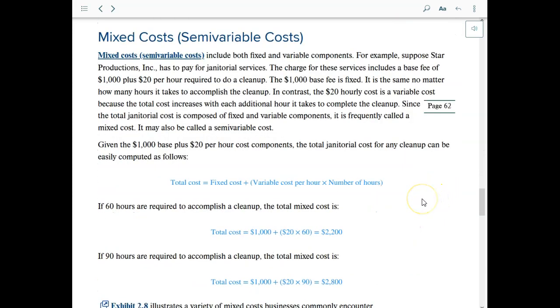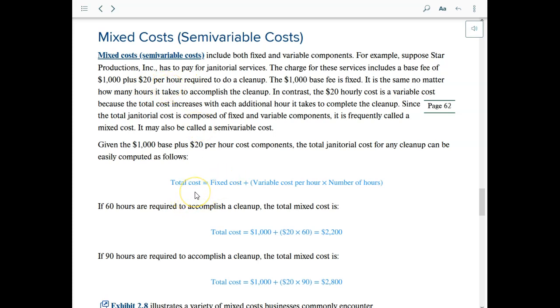Now in mixed cost, here we have a cost that is part variable and part fixed. So they're talking about cleanup after the concert, and they have agreed to pay a janitorial service a $1,000 flat rate, plus $20 per hour required to do a cleanup. So we have a base fixed fee, that's the fixed cost part, $1,000, and then $20 per hour afterwards. This is the variable cost portion.